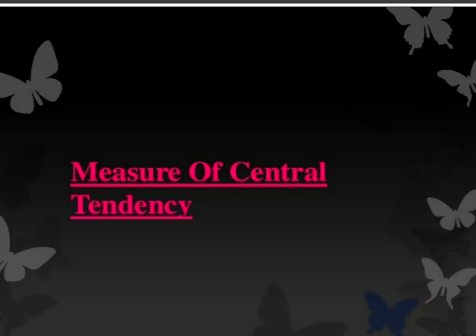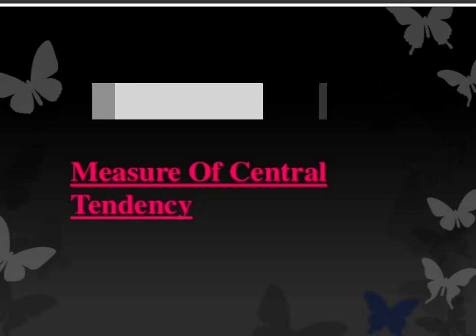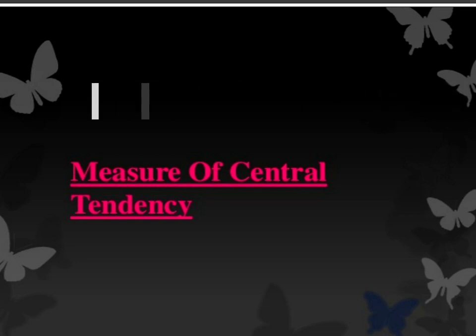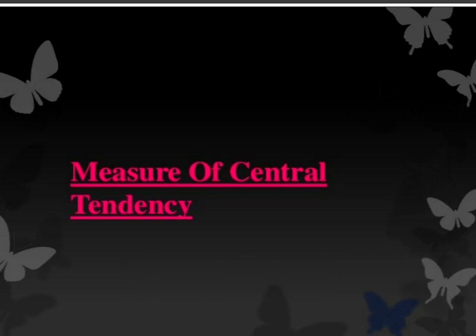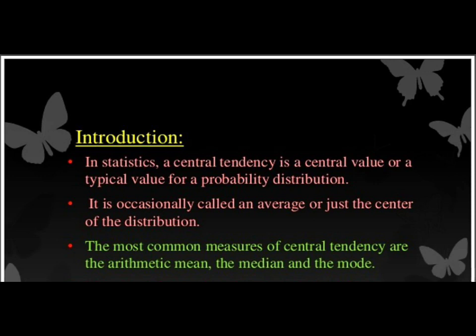This video is about statistics for economics, chapter number 9, measures of central tendency. In this chapter, we have three parts: mean, median, and mode, and we will cover mean in this chapter. So let's begin. In statistics, a central tendency means a central value or a typical value, which is also known as average or just the center of the distribution. As you can see, the most common measures are arithmetic mean, median, and the mode.